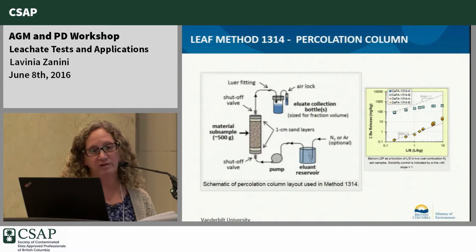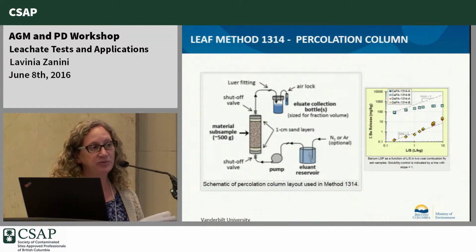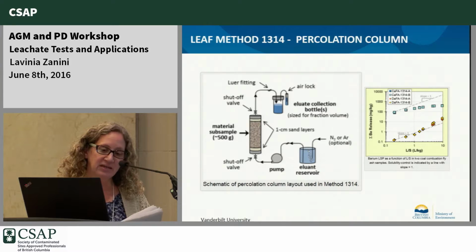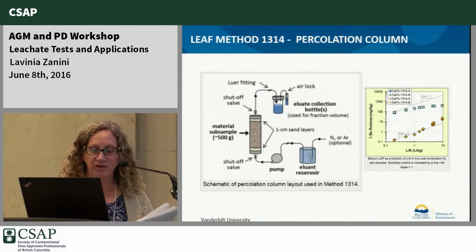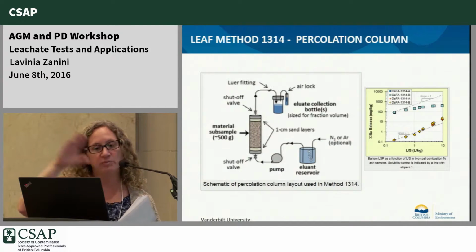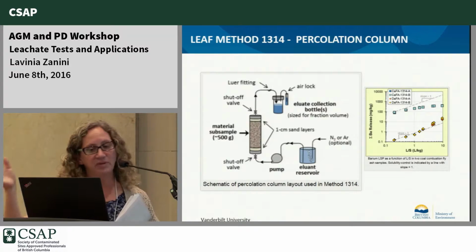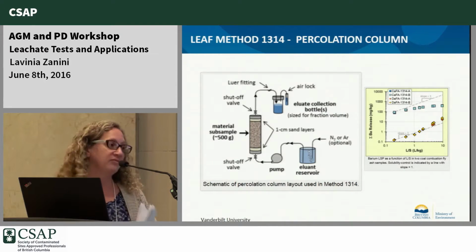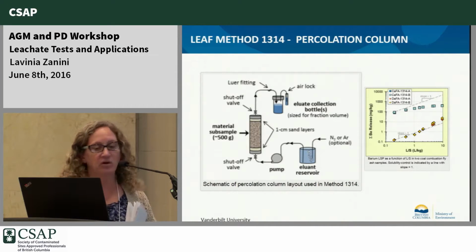Method 1314 is another method that's recommended by the US EPA. It can be used in tier 2. I think it could be used in tier 3, although I haven't seen them state that. So what it is, it's a column test where you have a reservoir of water that gets pumped into a column, and then you measure the concentration at the end, and it actually gives you the same information that method 1316 does. So I don't know why they would have included this method in their methodology, to be honest.